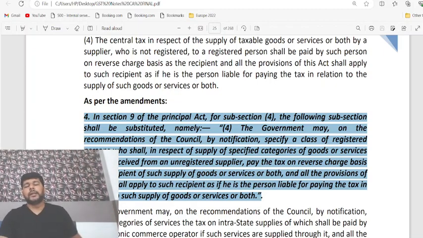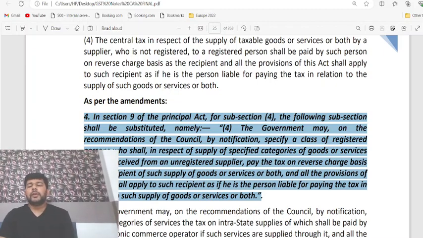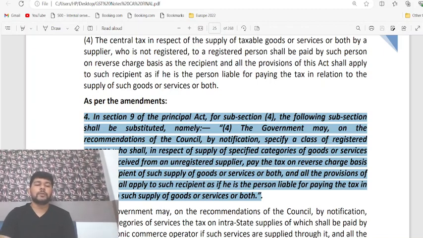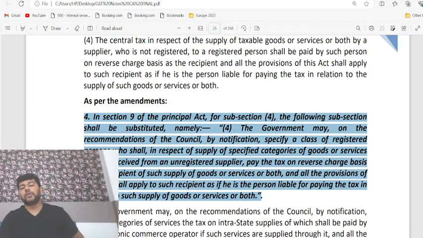Now, what does the amended section say, which we'll focus on now? The government may, on the recommendation of the council, by notification, specify a class of registered persons who shall, in respect of supply of specified categories of goods or services or both, received from an unregistered supplier, pay the tax on reverse charge basis as the recipient, and all the provisions shall apply to such a recipient as if he is the person liable to pay the GST.